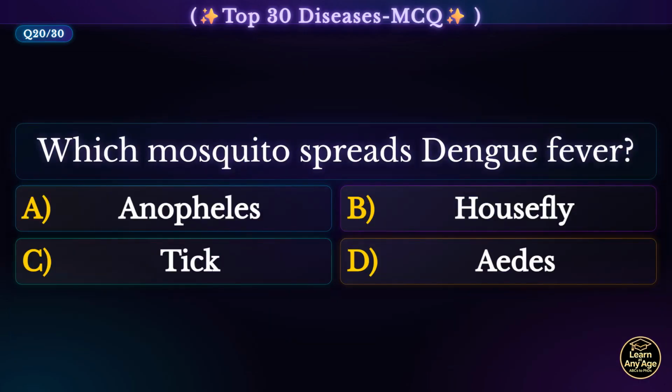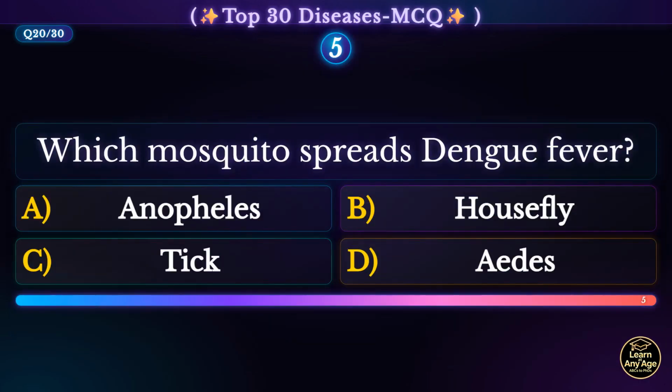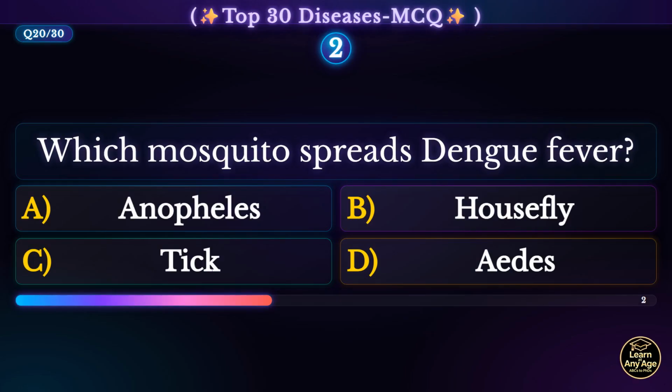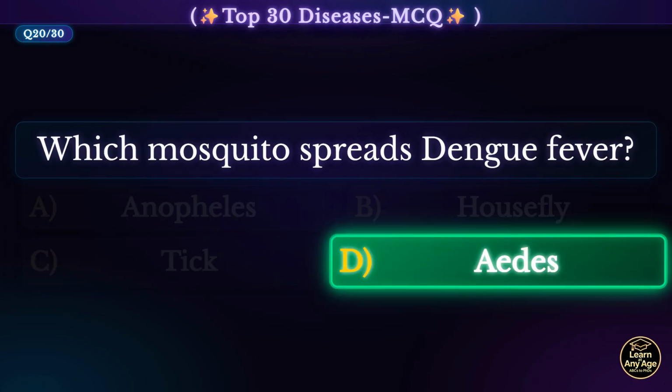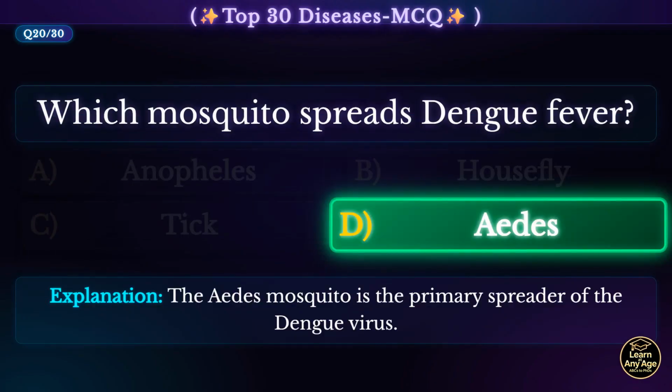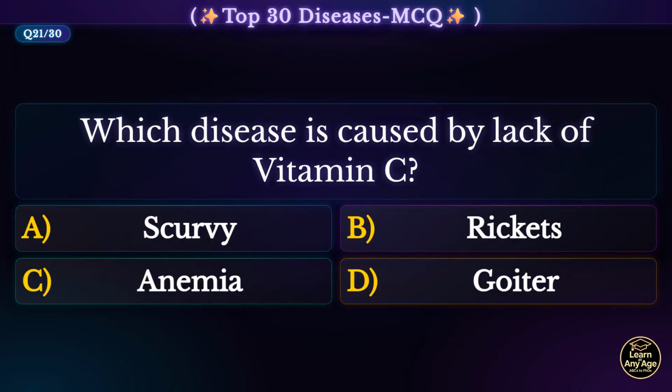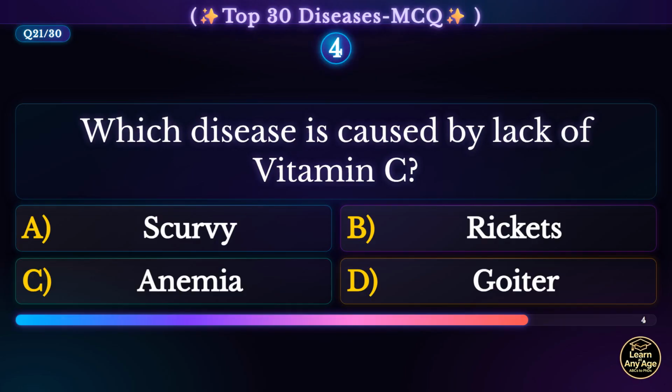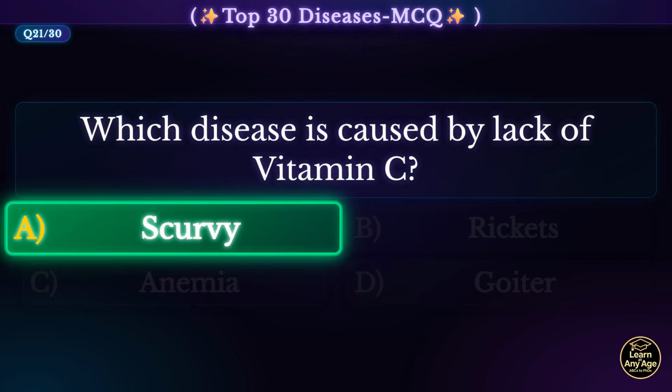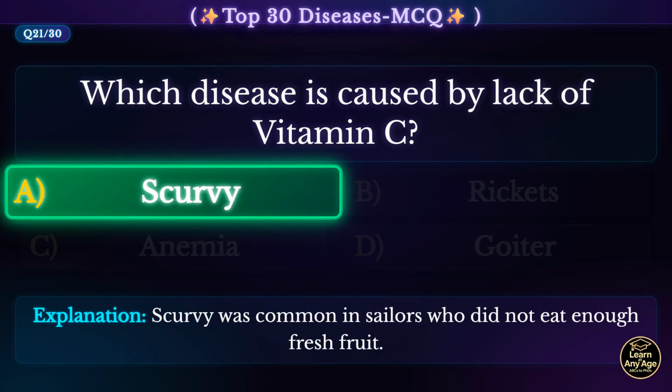Which mosquito spreads dengue fever? Aedes. The Aedes mosquito is the primary spreader of the dengue virus. Which disease is caused by lack of vitamin C? Scurvy. Scurvy was common in sailors who did not eat enough fresh fruit.